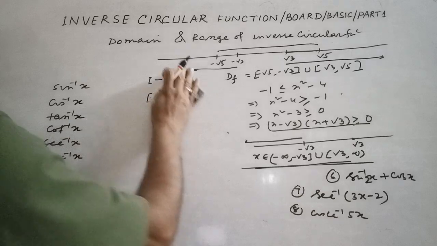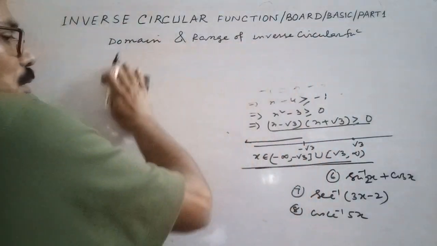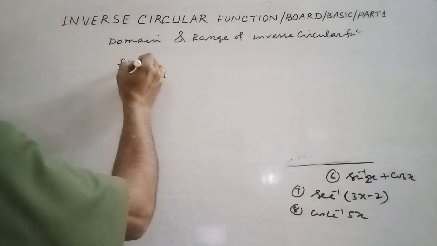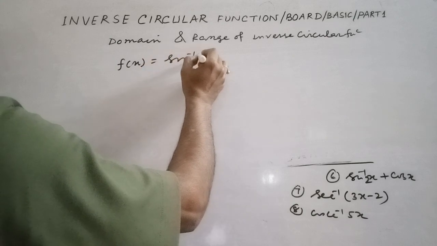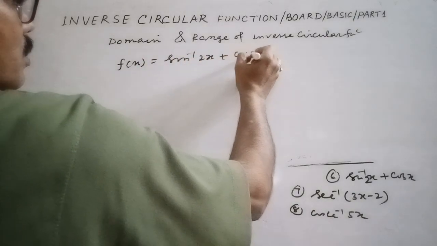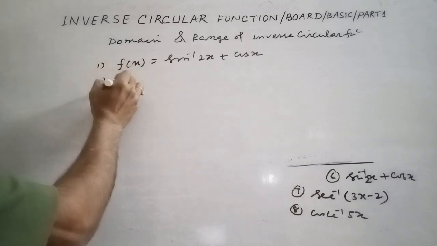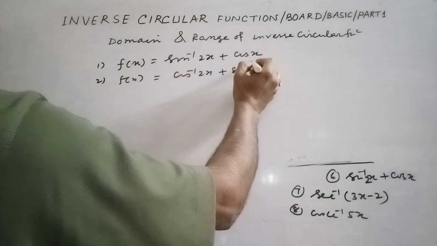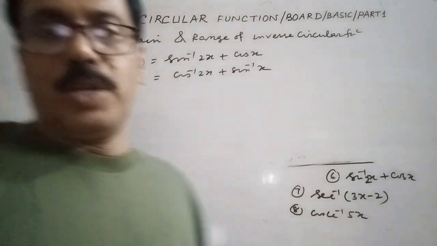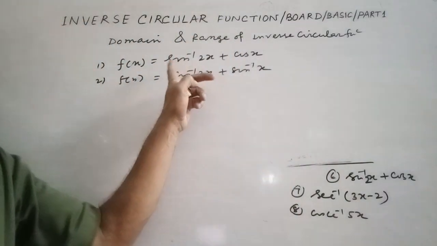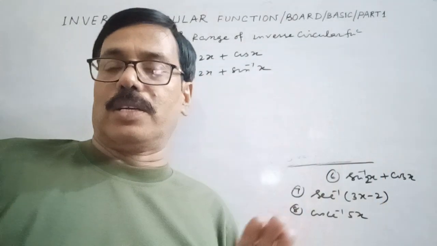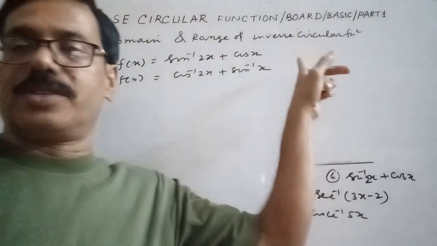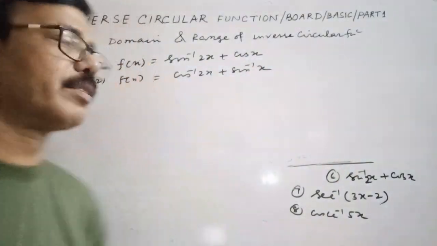Now, domain of two functions. So look, f(x) equals sine inverse 2x plus cos x. Or f(x) equals cos inverse 2x plus sine inverse x. So if it is given as a sum or difference of two functions, we find the domain of this and the domain of this. Then take the common part.